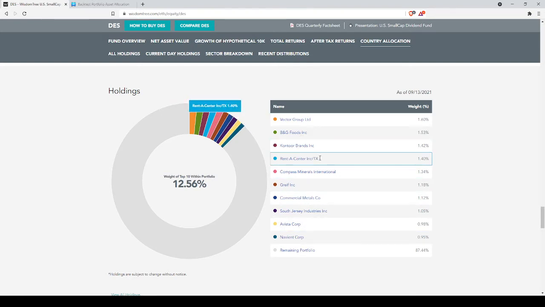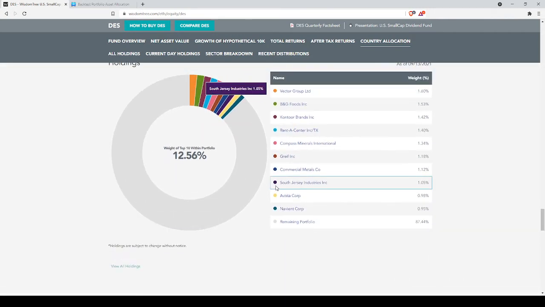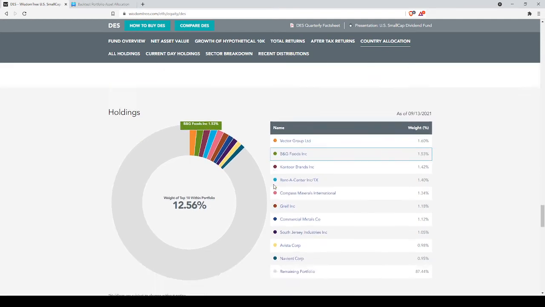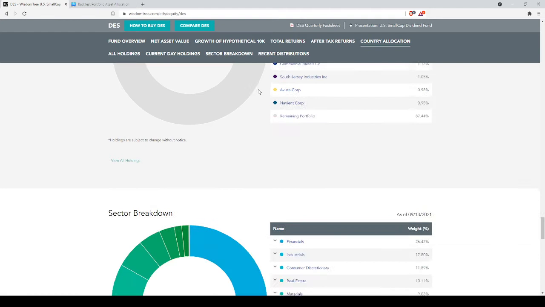The one thing that I do like about this fund is that it is not top heavy. It is not weighted at the top. The top 10 holdings only make up 12.5% of the portfolio. So if one or two of its holdings have a bad day, a bad month, a bad year, it's not going to have a big impact on the portfolio. So that's always nice to see. It is very heavily diversified in terms of weighting its individual holdings.